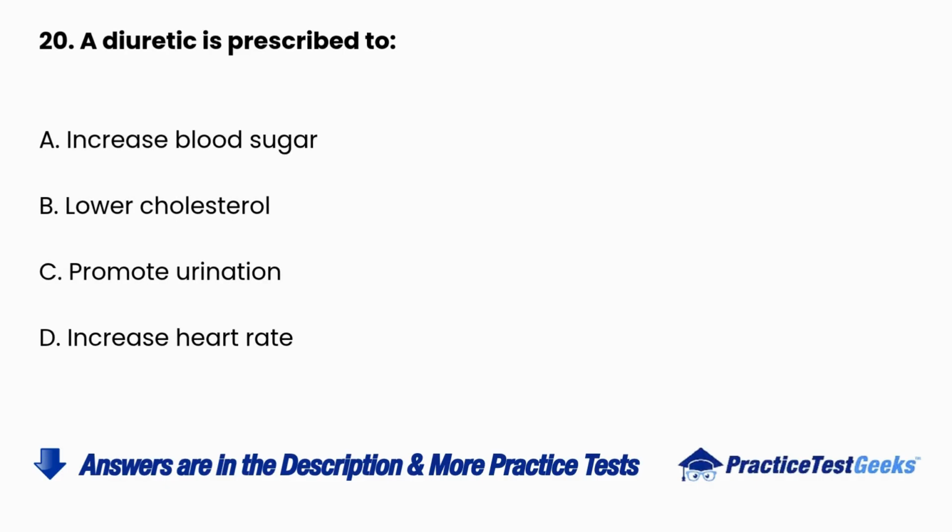20. A diuretic is prescribed to: A. Increase blood sugar. B. Lower cholesterol. C. Promote urination. D. Increase heart rate.